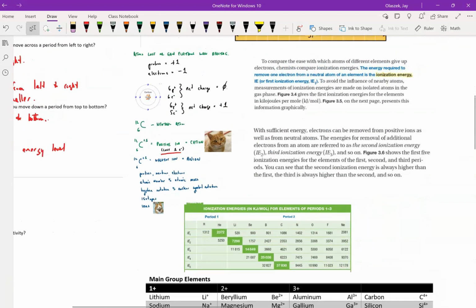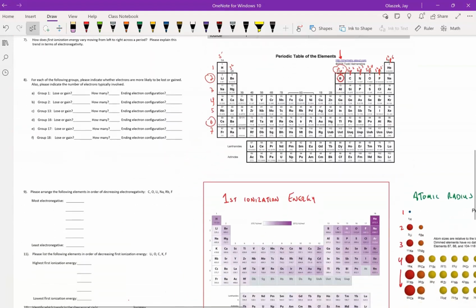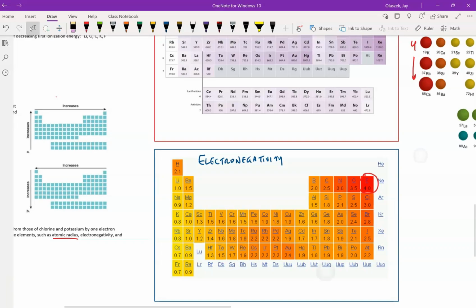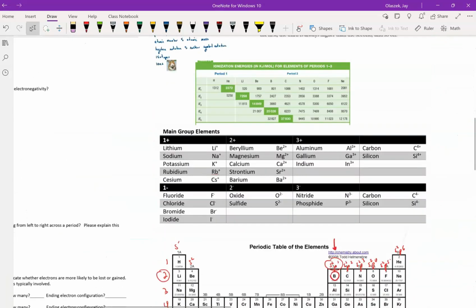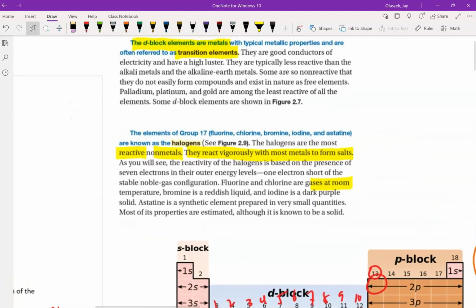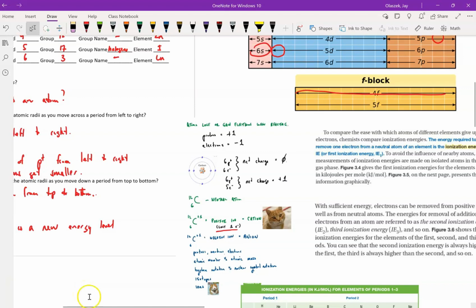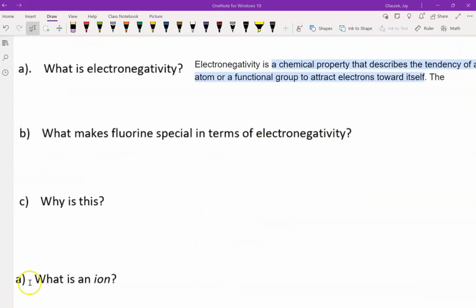What is electronegativity? Let's see what it says over here. Electronegativity. This guy right here is our table of electronegativity. Do we have it here? Nope. Okay, let's see if we can find something about electronegativity. A little quick Google searching tells us that electronegativity describes the tendency of an atom to attract electrons.